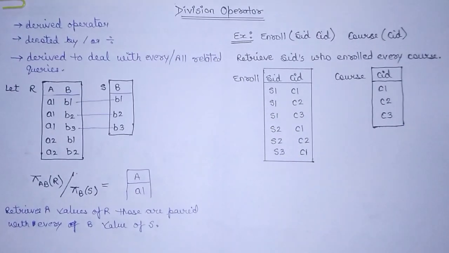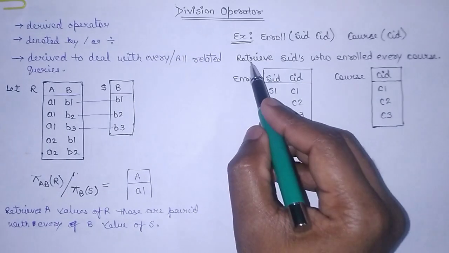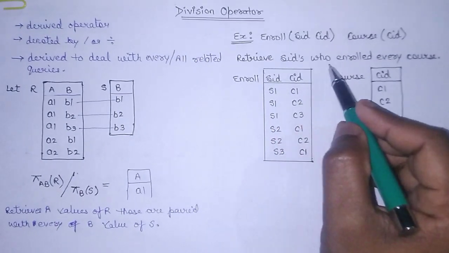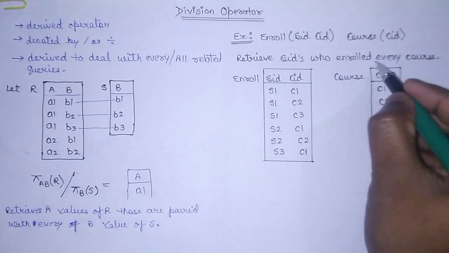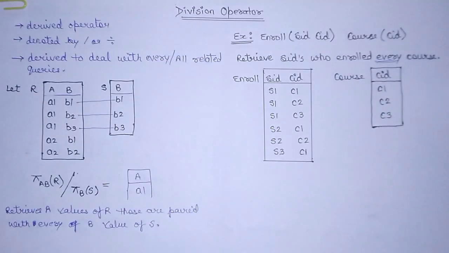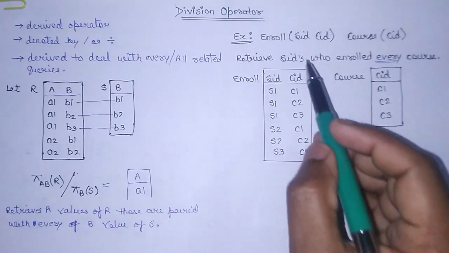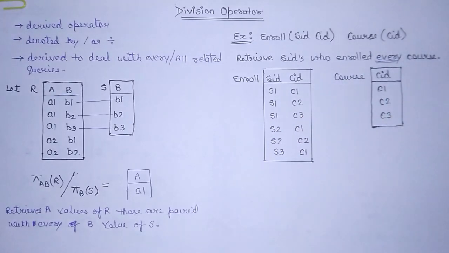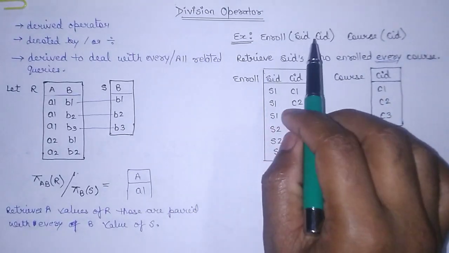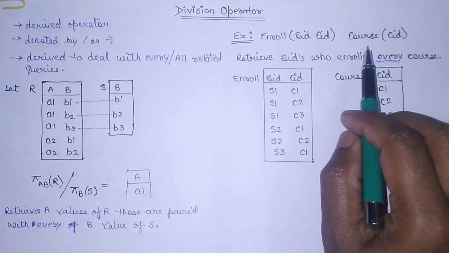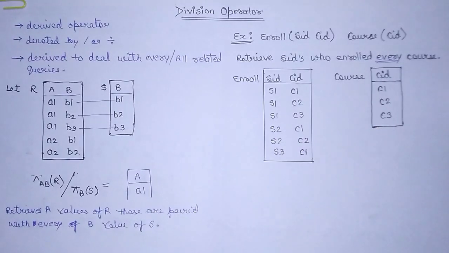Let's see another example. Here I have to retrieve the student IDs who enrolled in every course. Again I have every, so I am dealing with the every sign in this. I have two relations, enroll and course. In enroll I have student ID and course ID, and in course I have the course ID, and this is the respective table for that.